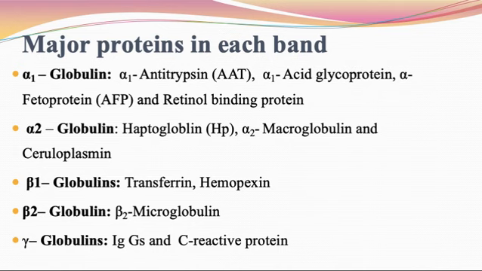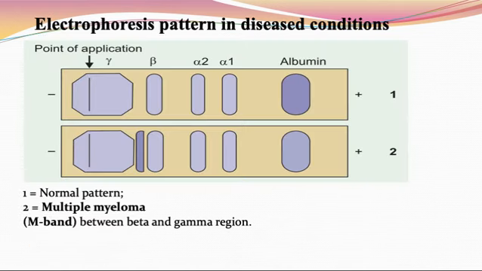Next, coming to the electrophoresis pattern in diseased conditions. First one is the normal pattern and second is multiple myeloma. In multiple myeloma, an M band is seen in between the beta and gamma region.